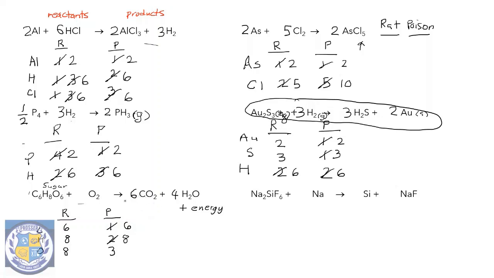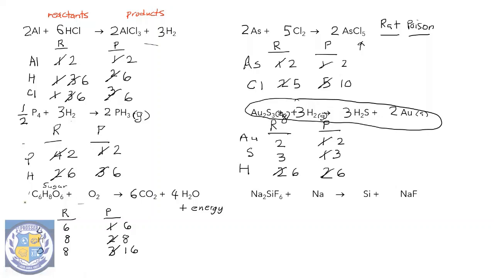How many oxygens do we have on the right now? We have 6 times 2 equals 12 from the 6 carbon dioxides, and then we have 4 times 1 equals 4. 12 plus 4 equals 16. So instead of 3, we now have 16 oxygens. Now we're ready to balance the oxygens. On the reactant side, we have 8, but we want 16. So what times 2 equals 16?